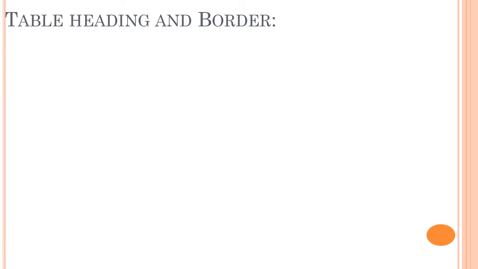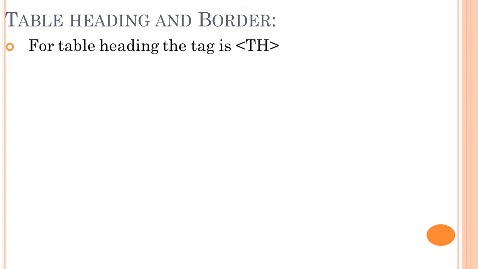Next is about table heading and border. Usually the table is not displayed with any heading or border. If you want to give any border or any heading for the table, we have to use a tag for that. For the table heading, the tag is th. Th is used to write the heading for the table.